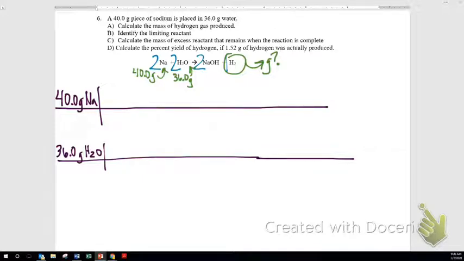So starting with this first one, I've got grams of Na on top. So I'm going to put these grams of Na, the molar mass from the periodic table on bottom, and 1 mole goes on the opposite side.